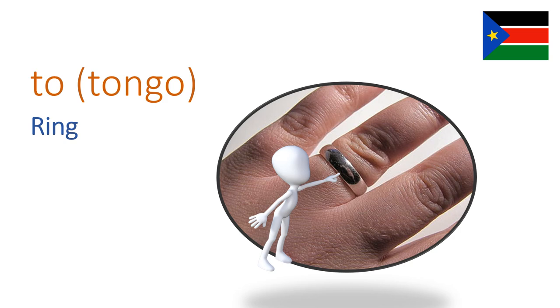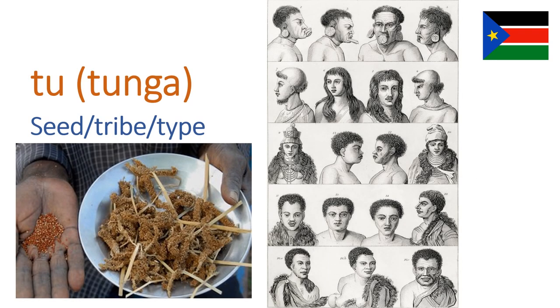Tongo. Tongo. A ring. Tunga. Tunga. This word means a seed, a tribe, or a type of something. Tunga mun, the seed of finger millet. Tunga ko, his tribe. Tunga mangeli, a type of hair.